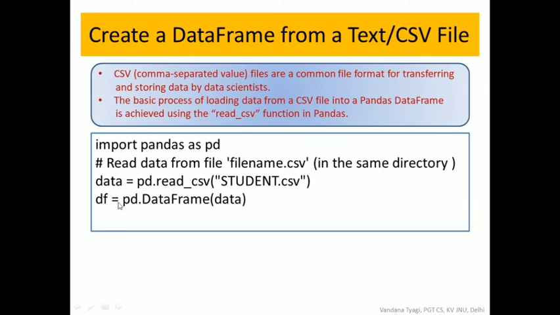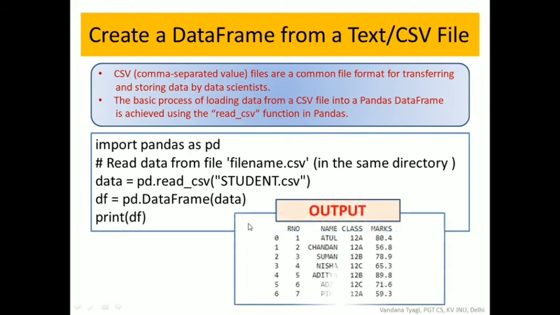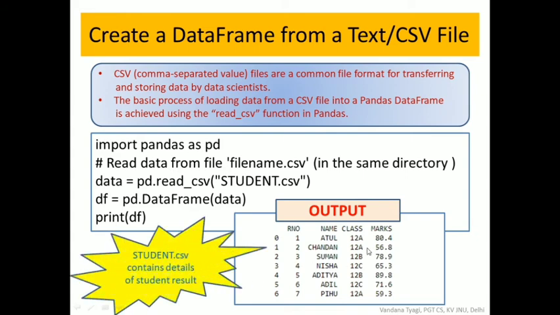And converting it to a data frame, the same syntax: df is the data frame object, pd.DataFrame, passing this data, the CSV file which we read, stored in this object data that we are passing over here. Once you print it out, we will have this structure. So student.csv actually has my data of students with roll number, name, class and marks, and it automatically takes that data, storing it into this object data. Once I convert it with the help of DataFrame, we have this kind of structure.